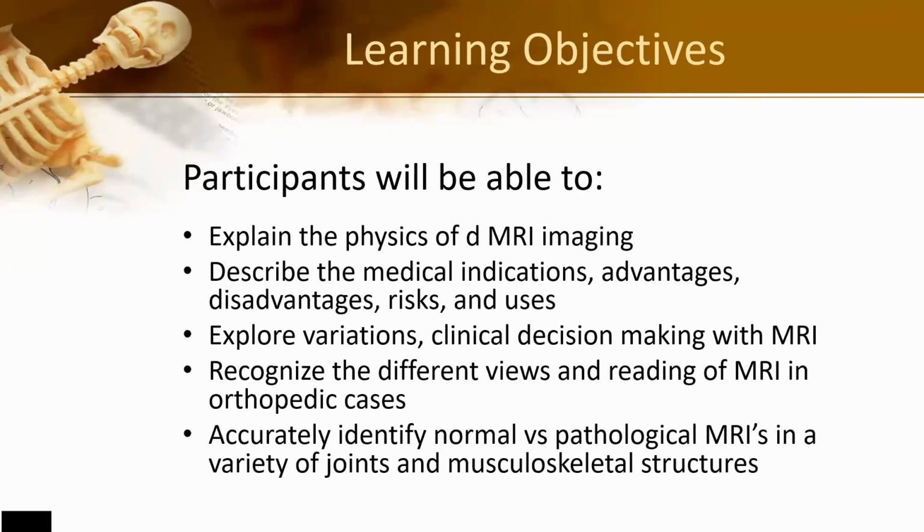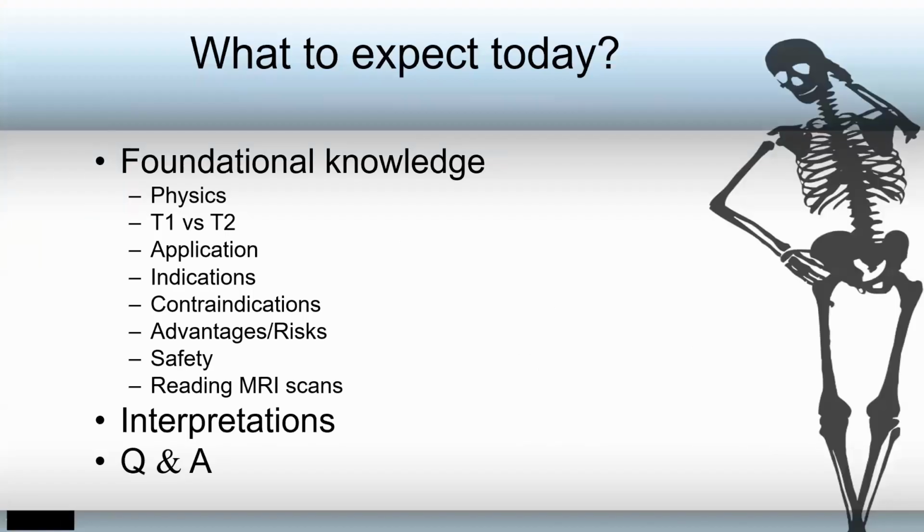So what to expect from today? As I said, this is like the content of a book. Under foundational knowledge, we'll do a very brief understanding of the physics. What is T1 weighted versus T2 weighted? Its application of MRI, indications, contraindications, risks, safety, and obviously how you can read MRI scans. At the end, we will discuss some of the major joints or segments in the orthopedic scenario or system which you need to have a look at in terms of MRI.